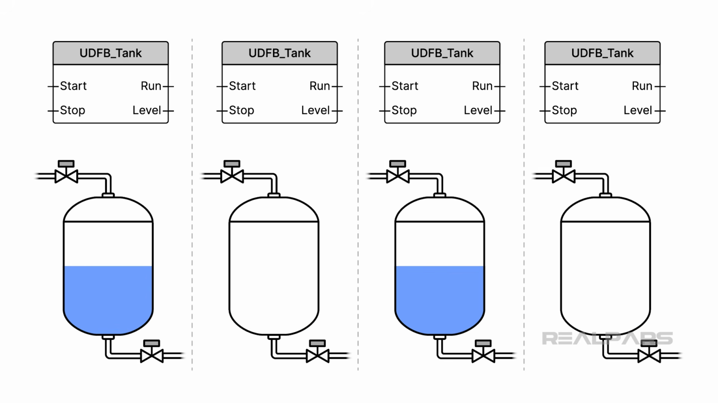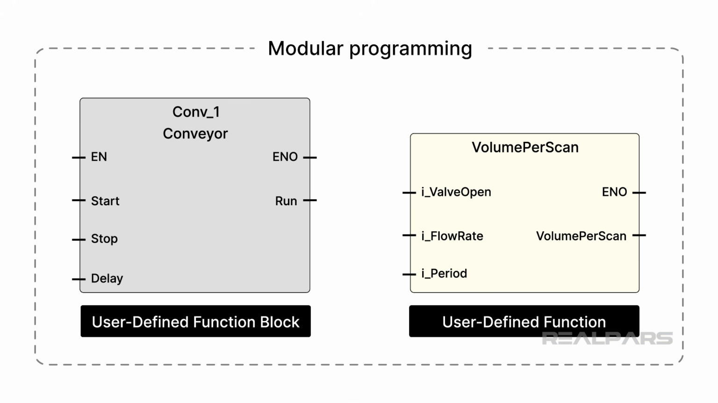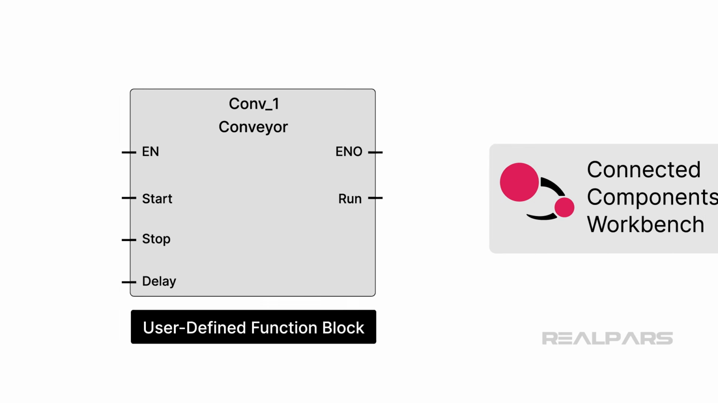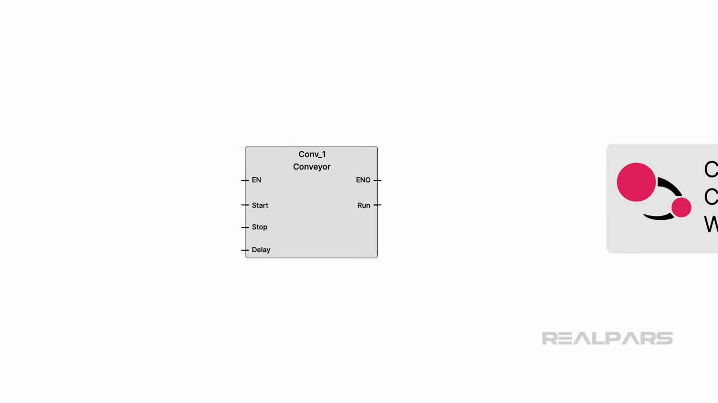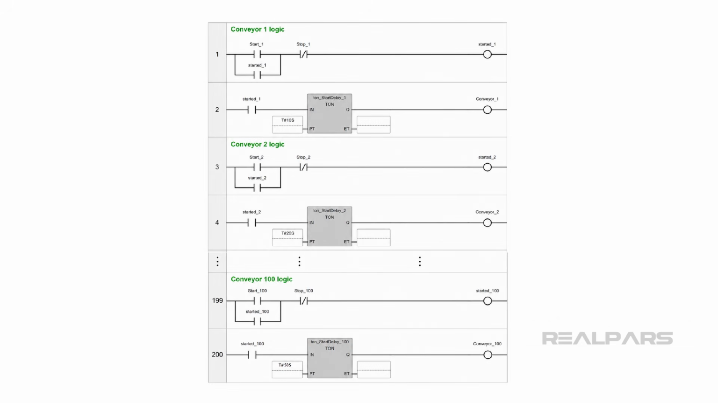In this video, I'll explain the benefits of writing modular, reusable code and then show you how to use user-defined function blocks and functions in Connected Components Workbench to build projects in a modular way. By the end of the video, you will know what the benefits of writing modular code are, what a user-defined function block is, how to define a user-defined function block in Connected Components Workbench, and how to instantiate user-defined function blocks.